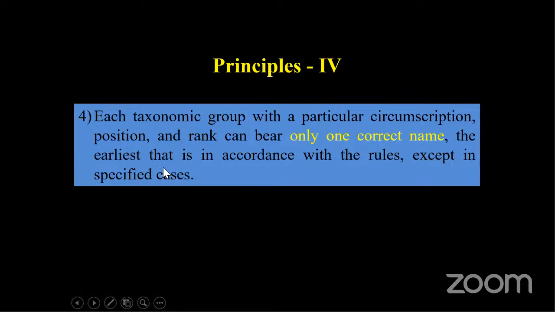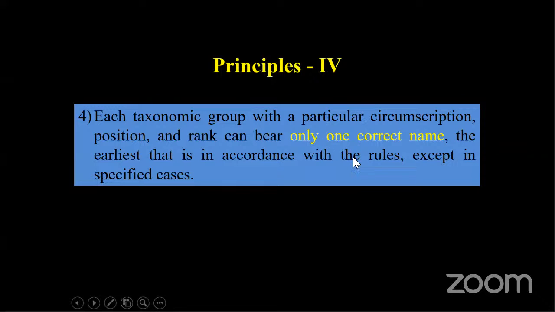The fourth principle is that each taxonomic group with a particular circumscription, position, and rank can bear only one correct name, the earliest that is in accordance with the rules, except in specific cases. So any taxonomic rank, whatever its position or circumscription, whether it is a higher taxon or a lower category, can bear only one correct name. The correct name should be only one. This unique name is advocated by this principle, and the correct name accepted is the earliest in accordance with the rules.